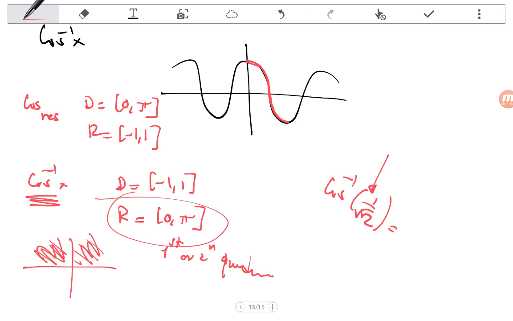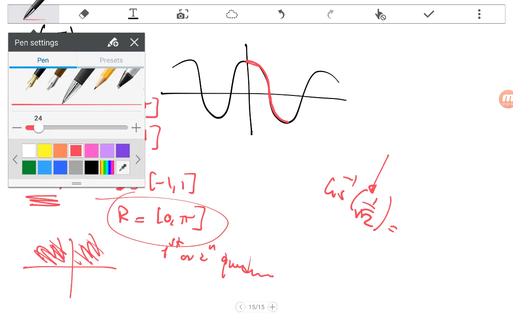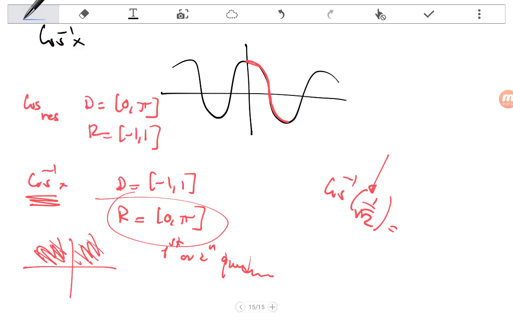Is the cosine inverse an even function? No, never. The inverse of an even function is a general function, not an even function. Why? Because an even function by itself is not one-to-one, so it is not invertible. So you need to restrict it. When you restrict it, you don't have a symmetry in this case. So it will just be a general function.